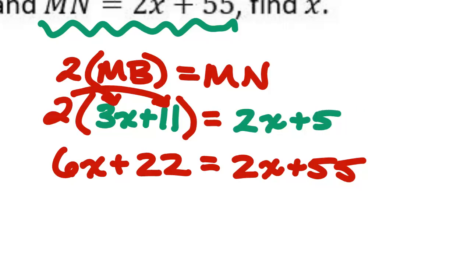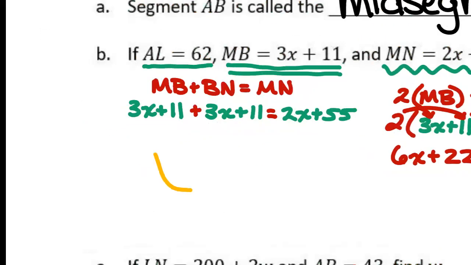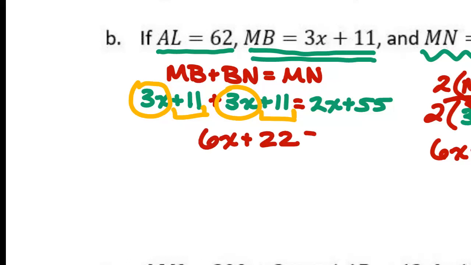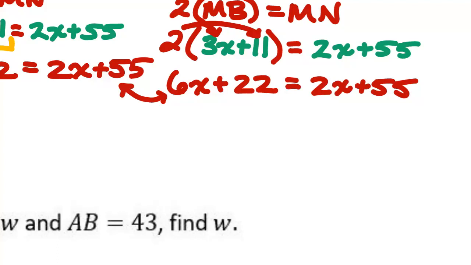If I was doing the other way, where we just add those two segments together, we would have to make sure to combine our like terms. 3x and 3x together, 11 and 11 together, so I still get 6x plus 22 equals 2x plus 55. So these are exactly the same. It doesn't matter which one I solve from here on out. So it's going to be this exact same thing. What do I need to do after I get it to here?